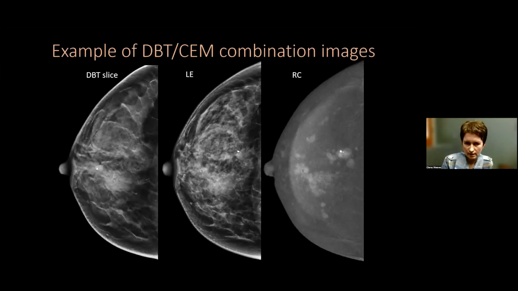And this is just an example of how it looks. This is the same case, craniocaudal view of the right breast. On the left, it's a DBT slice, and you might recognize that in this particular slice, you see some findings in focus. This is a low energy image, which, just like Dr. Phillips mentioned, is equivalent to our regular full field digital mammogram. And of course, it's a planar image, so you don't see these edges as well as on the DBT slice. And on the right is our recombined image.